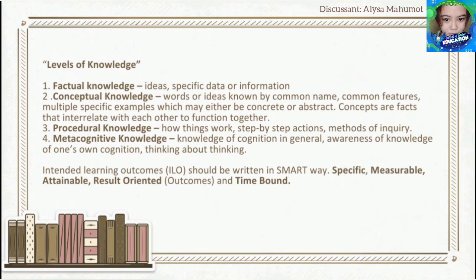The last one is the metacognitive knowledge. It is the knowledge of cognition in general, awareness of knowledge of one's own cognition, or thinking about thinking. So, in short, metacognitive knowledge refers to what learners know about learning. Examples are planning how to approach a learning task, using appropriate skills and strategies to solve a problem.